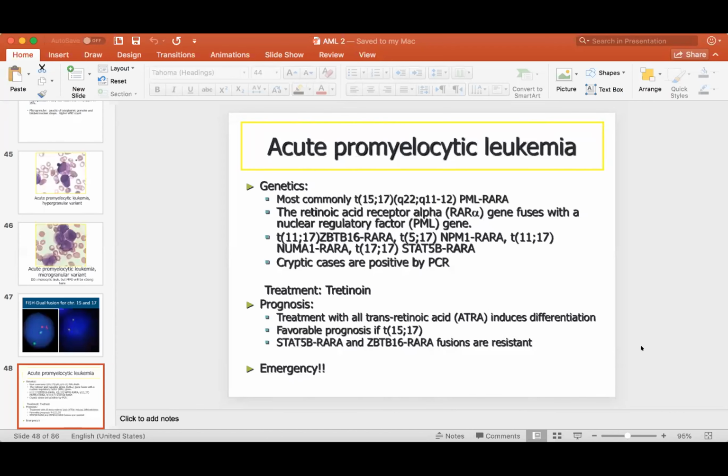Again, this is an emergency. You have to be able to recognize these promyelocytes on smears so you can give the patient the treatment immediately.